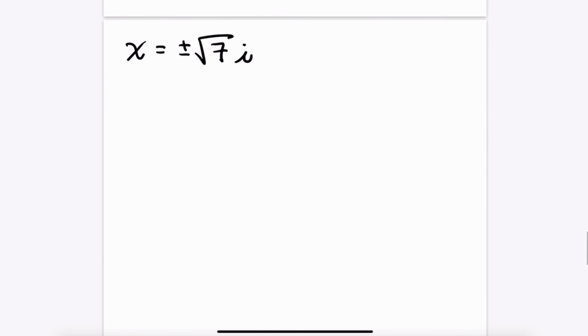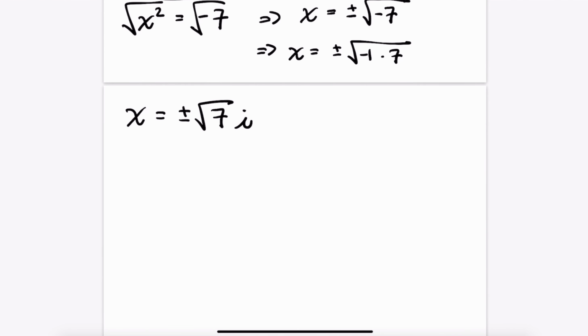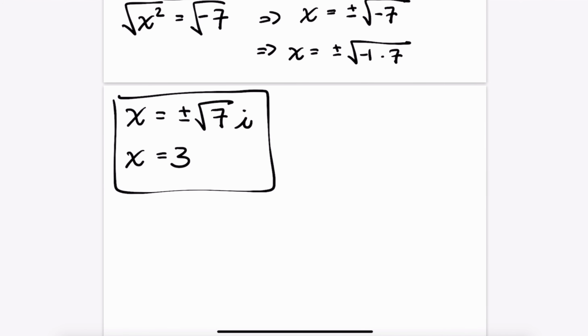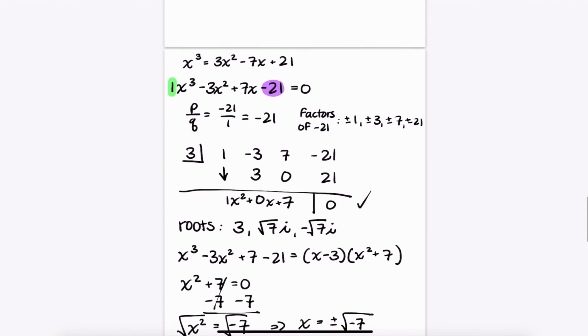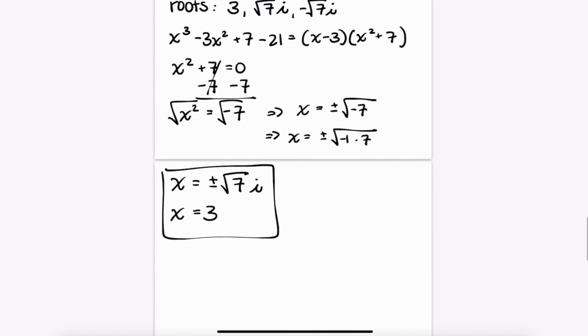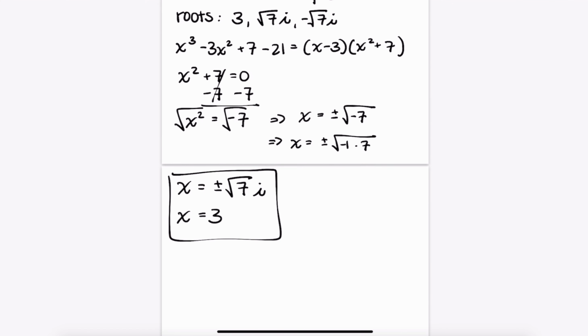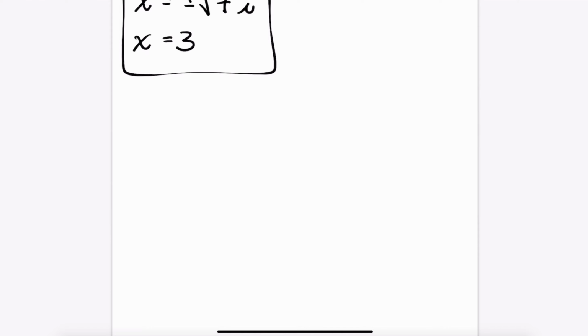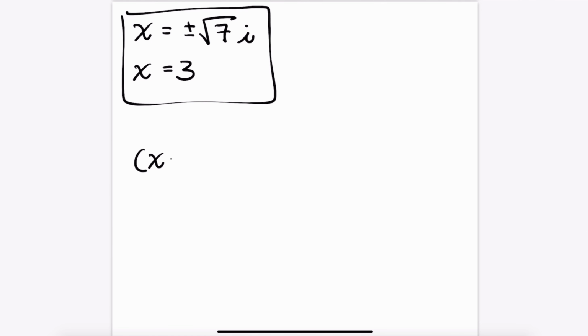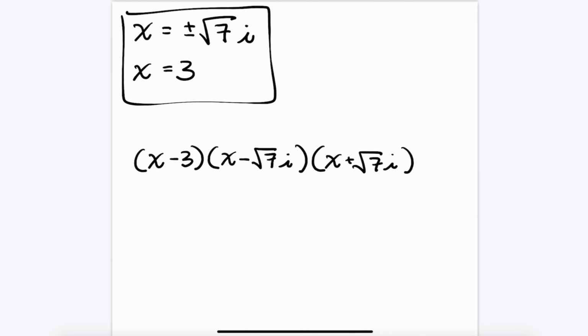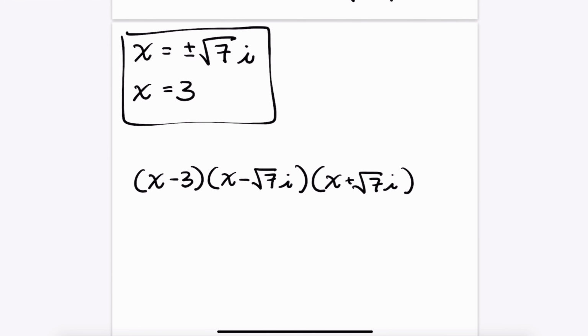Or if you want to write it more like x equals, we have x equals plus or minus root 7i, and x equals 3. So those would be your solutions. Plugging these values into that original polynomial would be true. And if the problem asked for a factored form, you would write it as x minus 3 times x minus root 7i times x plus root 7i. That's if the question asked you to write it in factored form, but your real solutions would be as I boxed above.